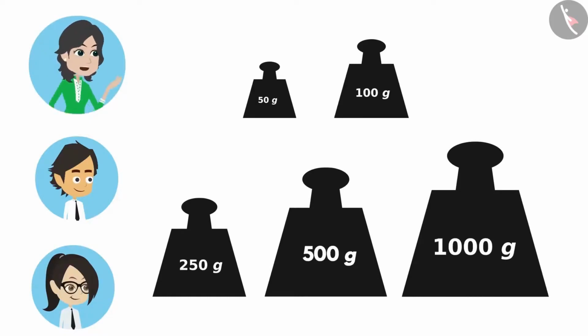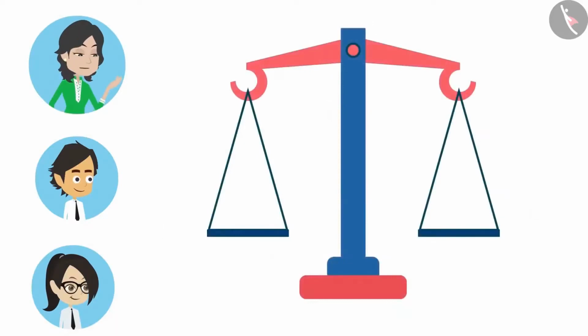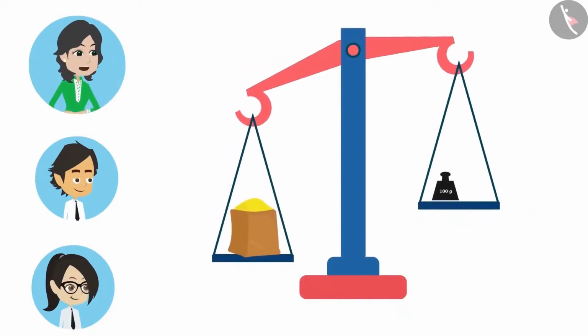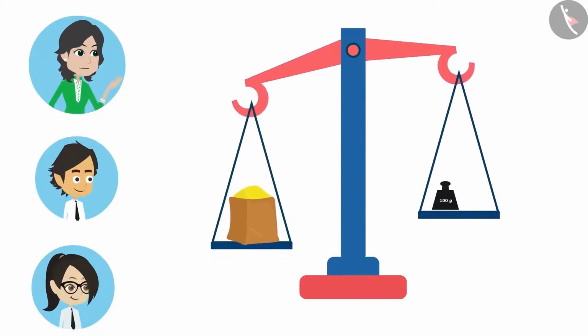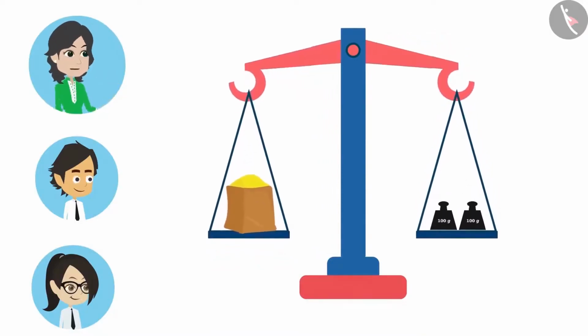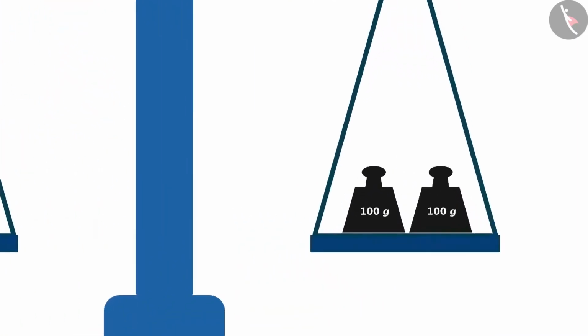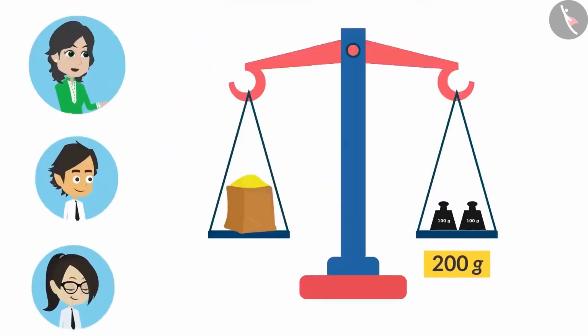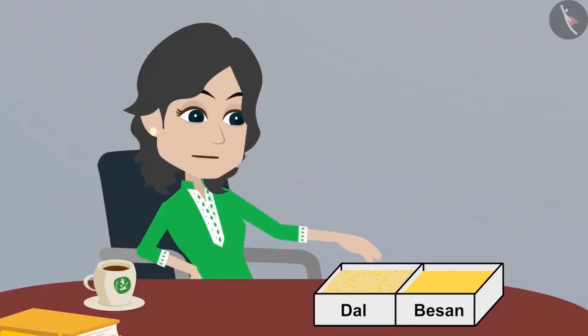Look, the thing you want to measure is kept on one side of the scale and one or more weights, depending upon the requirement, on the other side. When both sides are in balance, this means that the weights on both sides are equal. When both sides are equal, we calculate the weights added. The weight of the item is the same as the weights added. The weight of this dal is 500 grams.